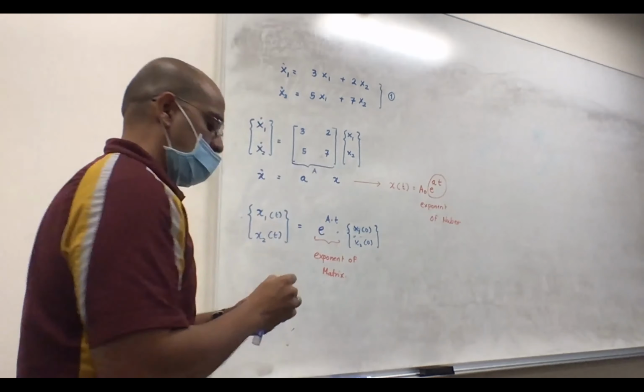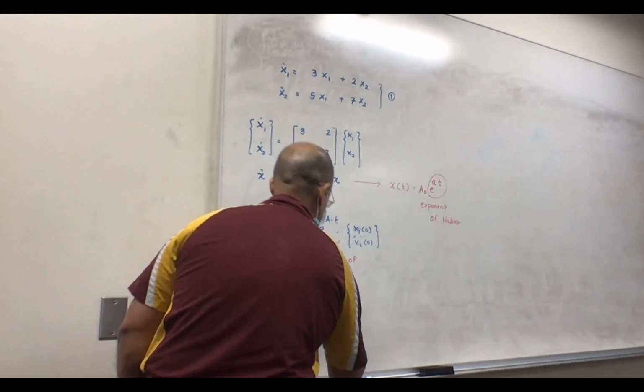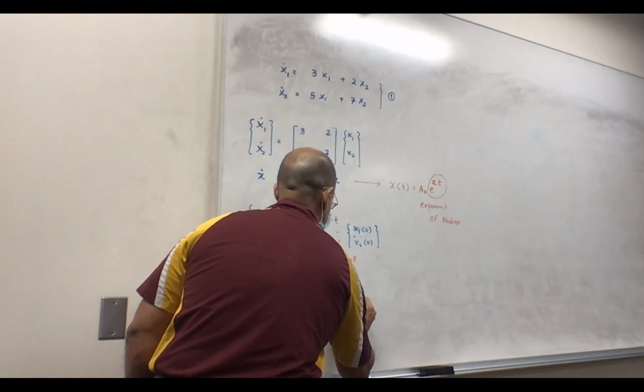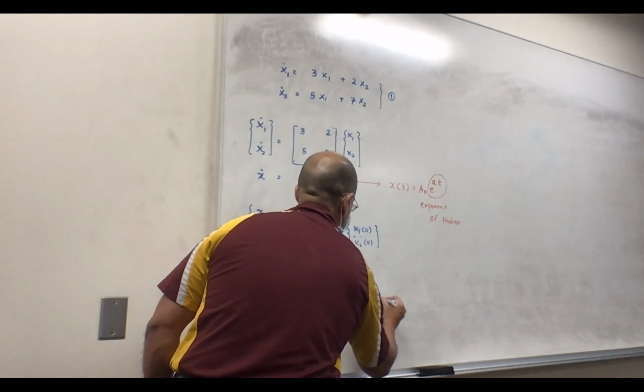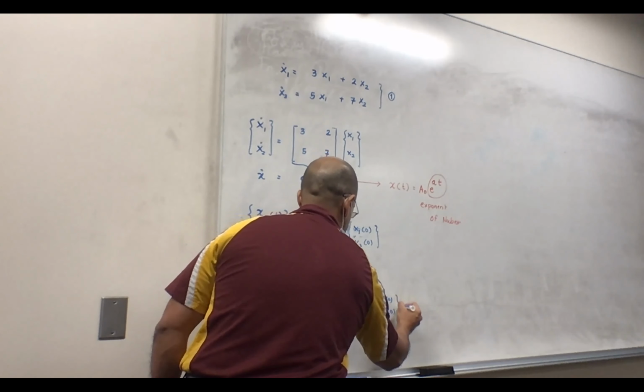Now, what do you mean by that? What this means is basically, to solve this, I need to use exp(At) multiplied by x1(0) and x2(0).